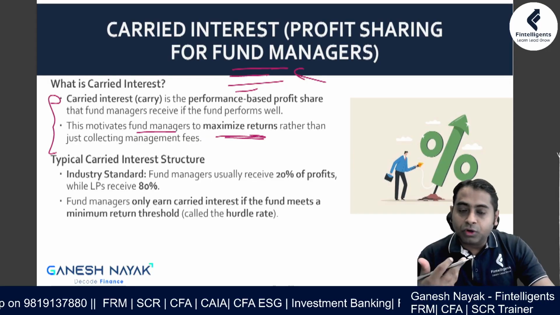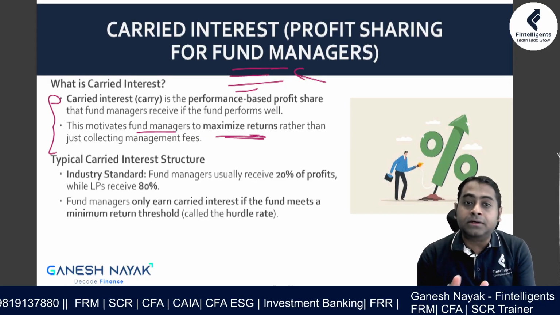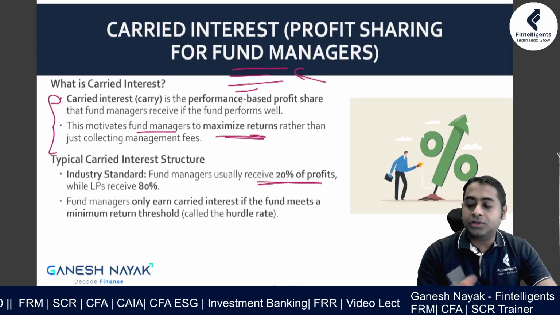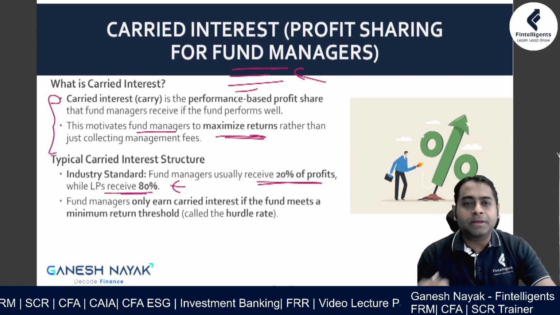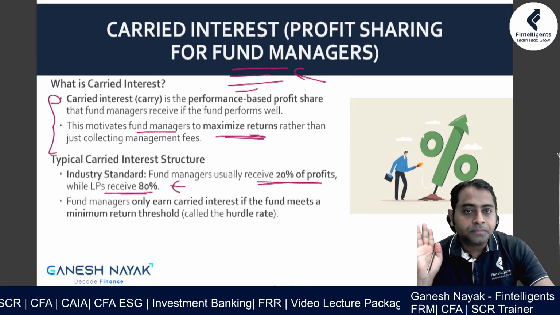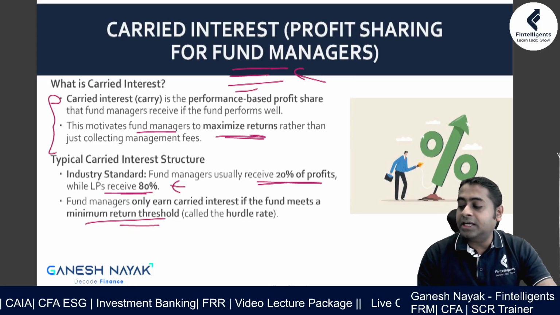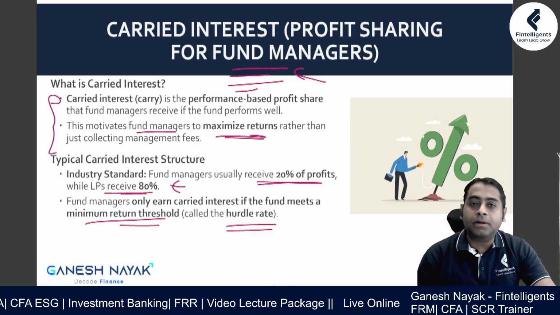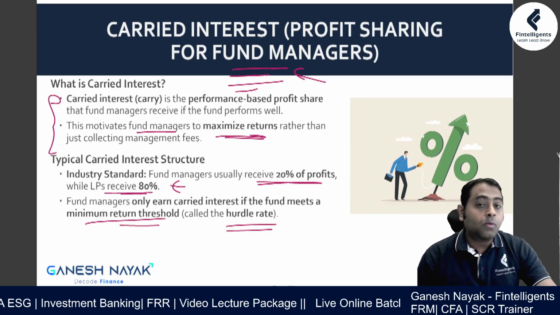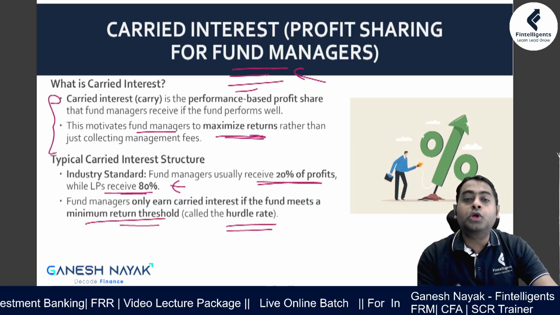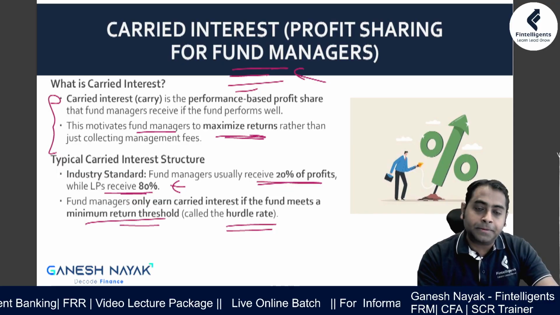So in most cases, whatever is the excess return that has been generated, industry practice is that 20% will go to the fund manager and the 80% will go to the LP. The same 2 plus 20% logic. Okay, but it should meet a minimum return threshold. That is nothing but the hurdle rate. If you go back to the example, the fund made 15%. What was the hurdle rate? 8%. So what is the excess? 7%. So you are only going to make 20% on that 7%.